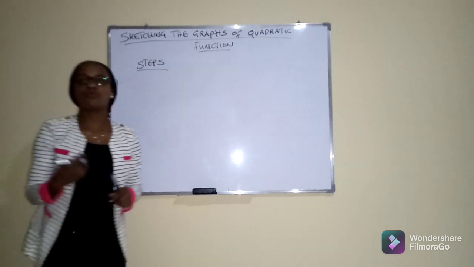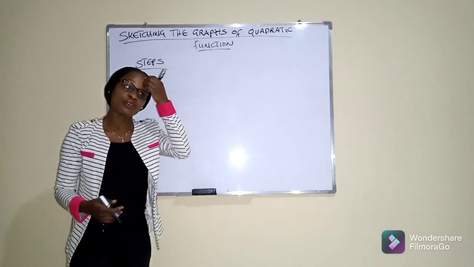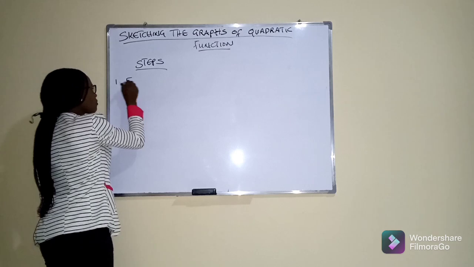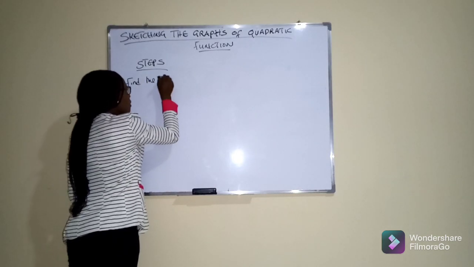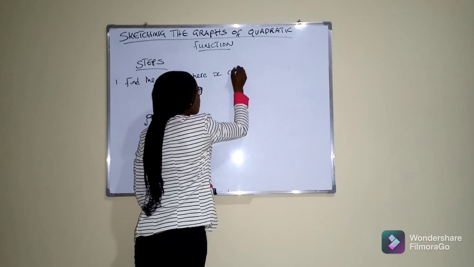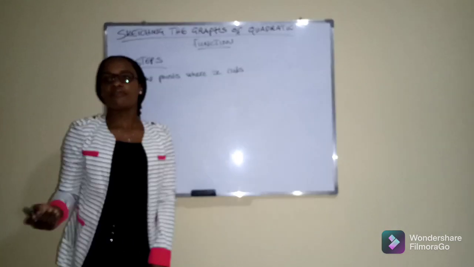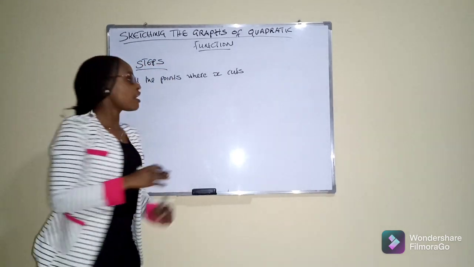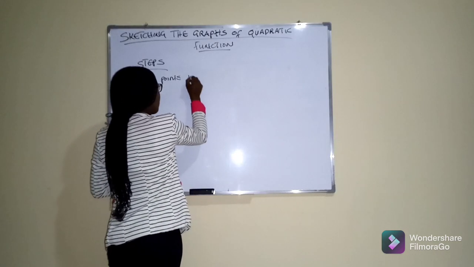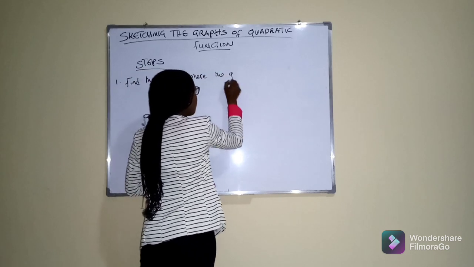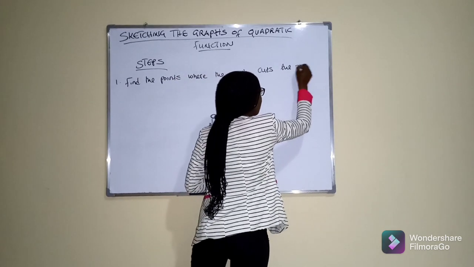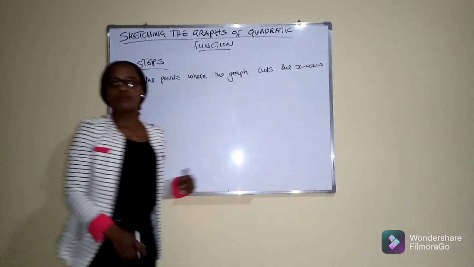So what is the first thing that one is supposed to do? The first thing is to find the points where the graph cuts the x-axis. What are these points?